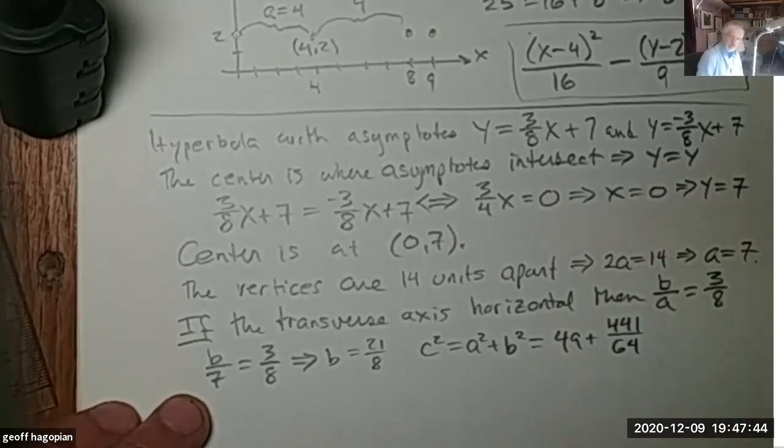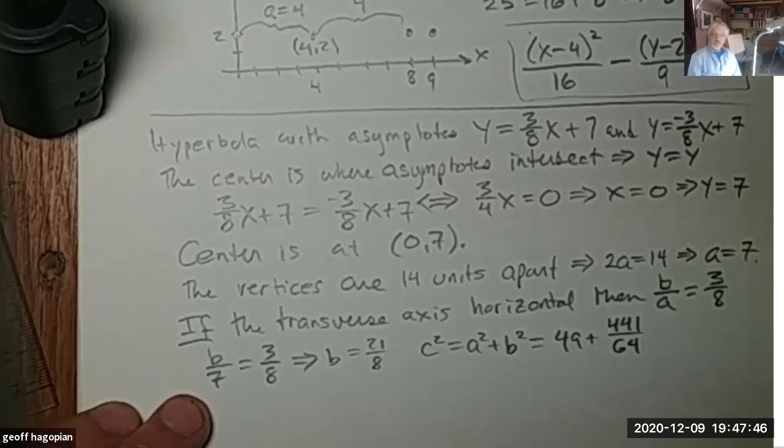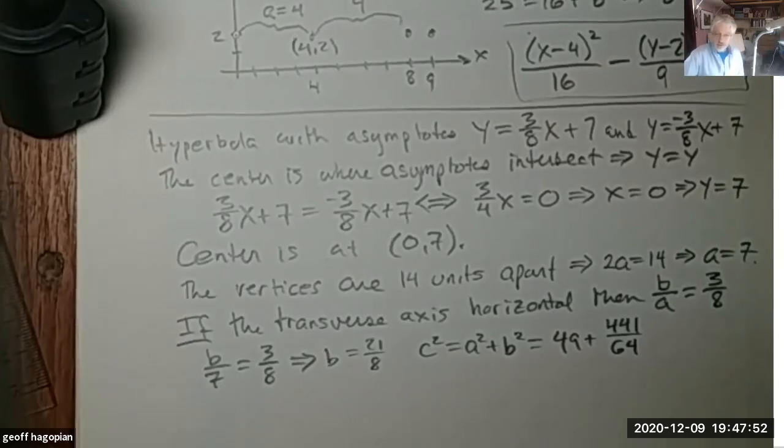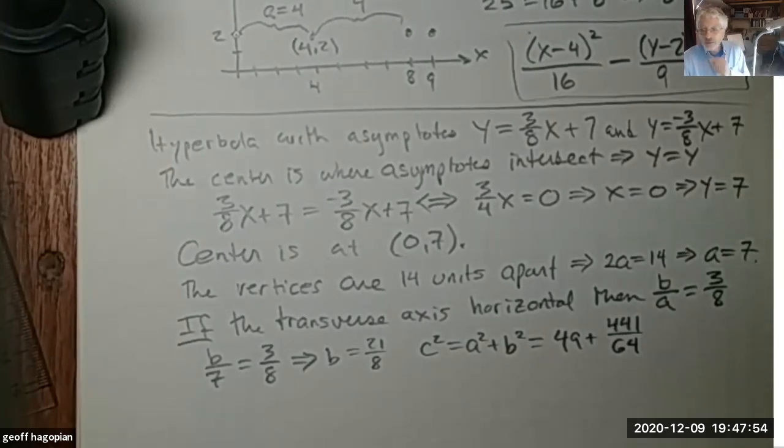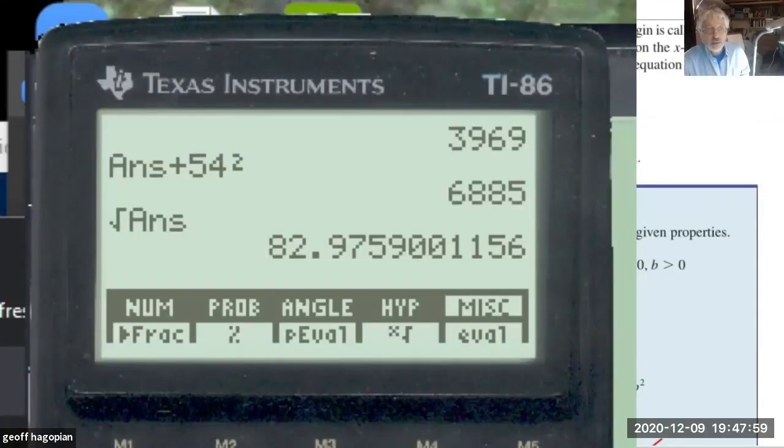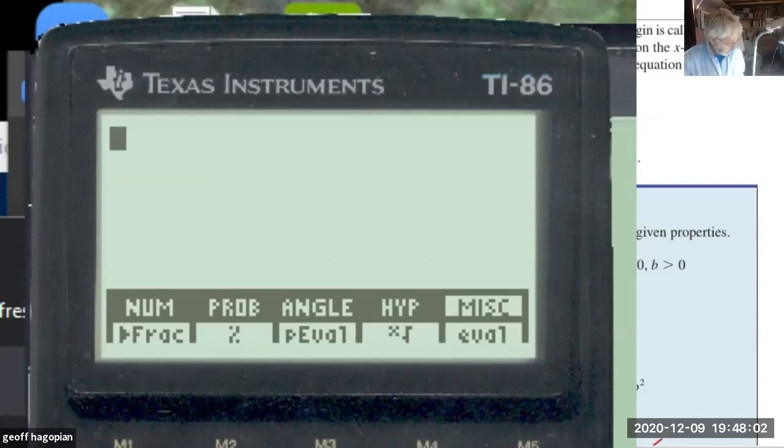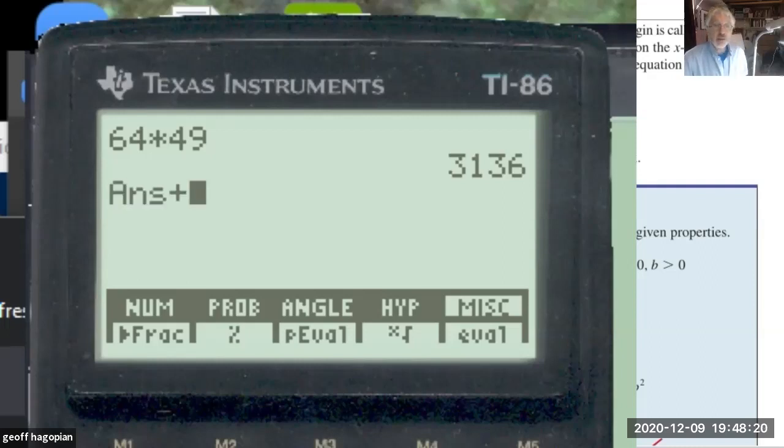441/64. There I go again, doing things in my head. But I think that's right. The square of 21 is 441. Now let's go to the calculator. I'm not going to do this by hand. That just leads to trouble, doesn't it? So turn it on, clear it out, and ask for 64 times 49. That's 3,136, obviously. So then I'm going to add 441 to that.